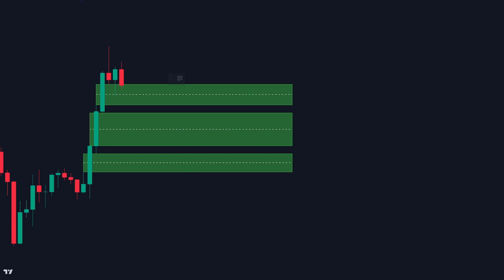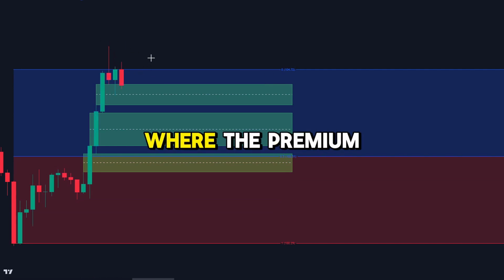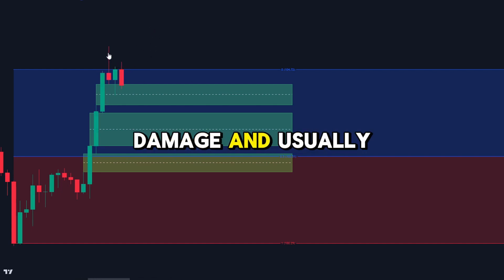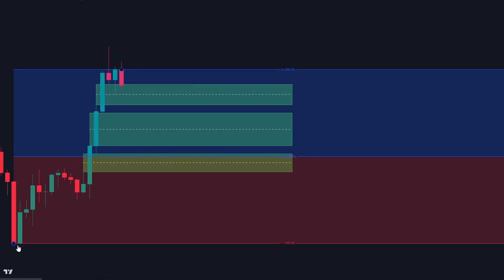But we're gonna add some confluences. We will take our Fibonacci tool and drag it from the bottom to the top. I never use wicks to tell where the premium and discount area is. I use the bodies because they tell the story. Wicks do the damage and usually represent manipulation, but you want to use the bodies of your candles.